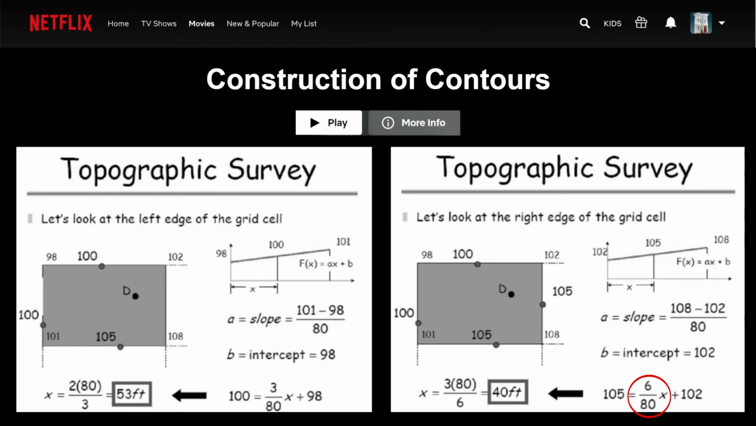Which will be calculated as 6 over 80. If we substitute all these values into the slope intercept form, which is y is equal to mx plus b, we get 105 is equal to 6 over 80 x plus 102. In order for us to find the horizontal distance from the 102 elevation to the 105 elevation, we need to solve for x, which is 3 times 80 over 6, which is equal to 40 feet. Now, next slide, please.